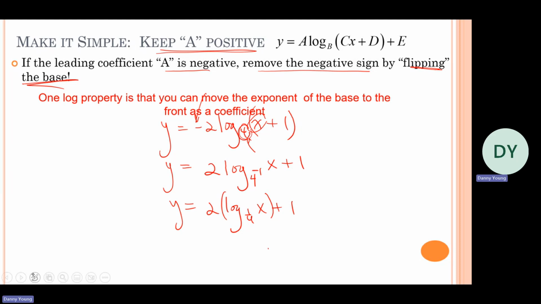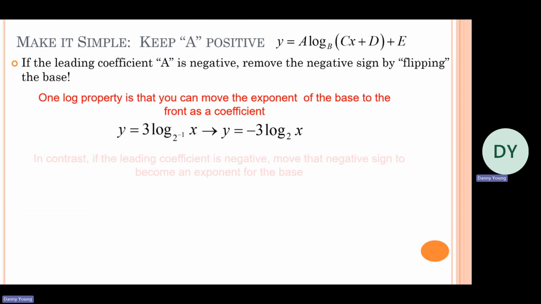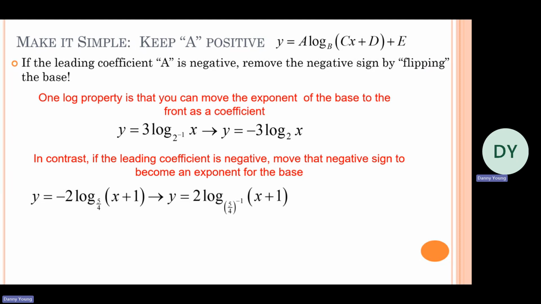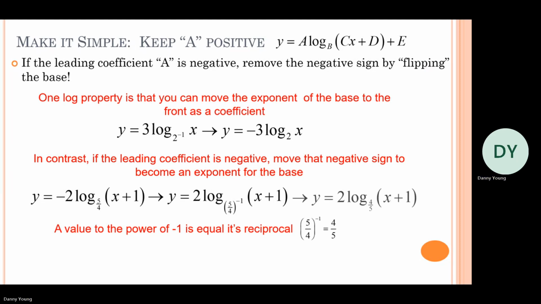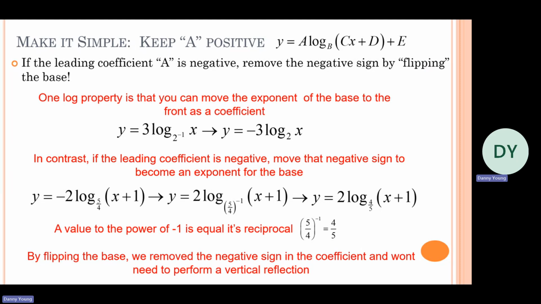Okay. Let's move on. Next one. In contrast, if the leading coefficient is negative, move that to whatever. Okay. Can I move on from this? You guys okay? Okay. By flipping the base, you remove the negative sign of the coefficient and won't need to perform a vertical reflection anymore. That's the whole point of this slide.